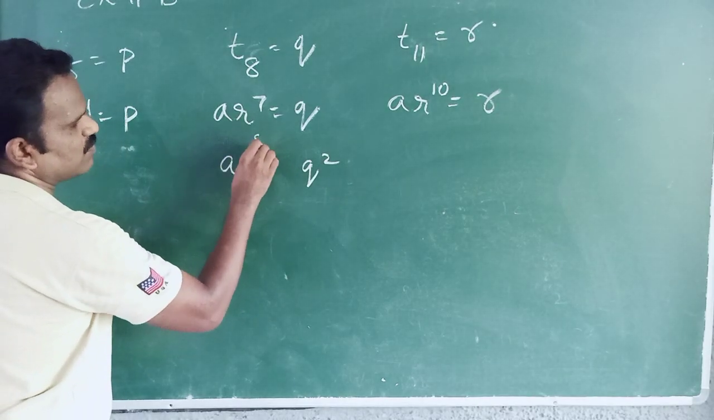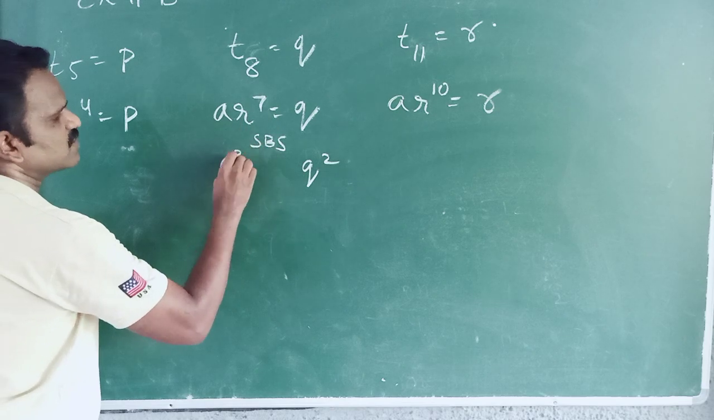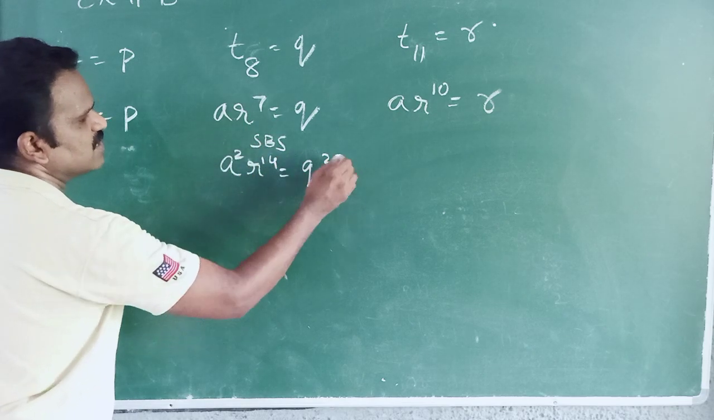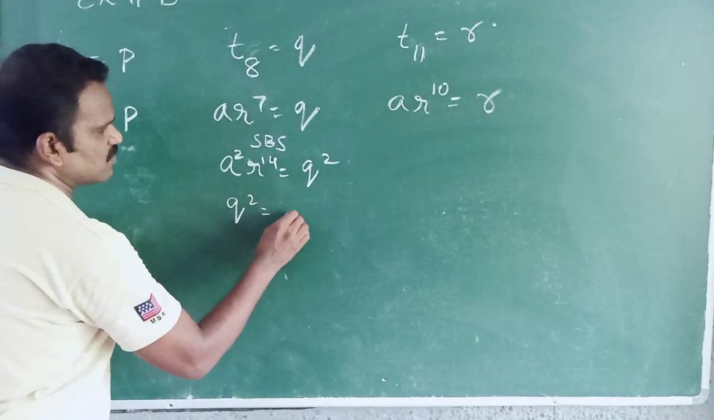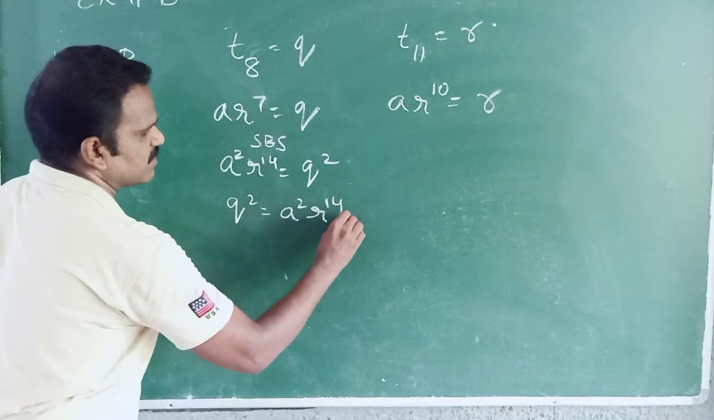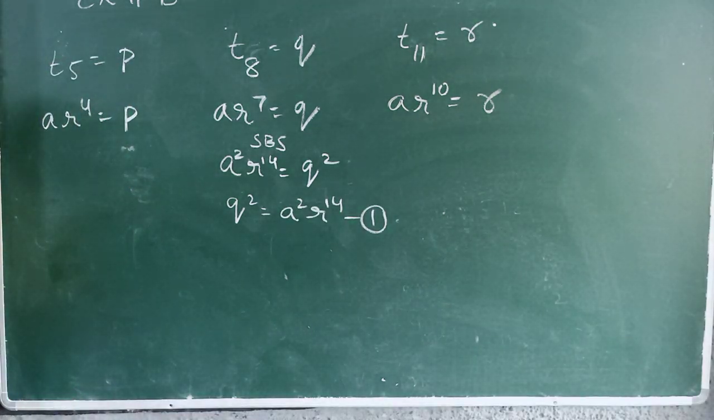Squaring on both sides, same expression I will take. Q square is equal to A square R to the power of 14. Or I can write it as Q square is equal to A square R to the power of 14. Mark it as first equation.